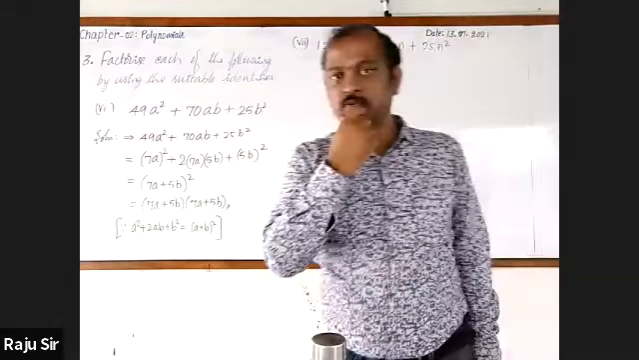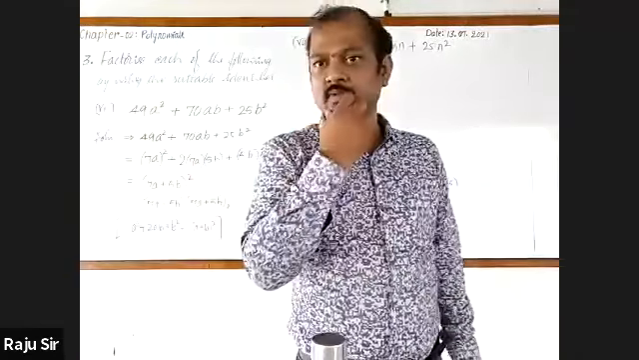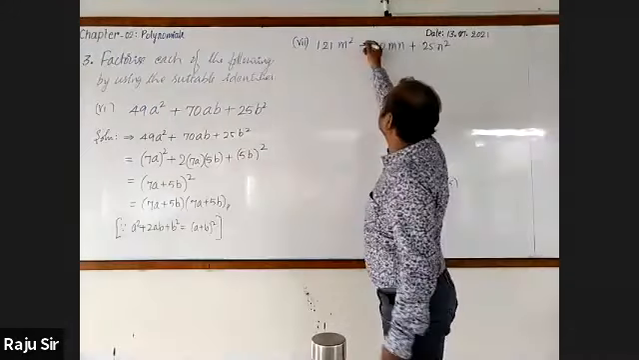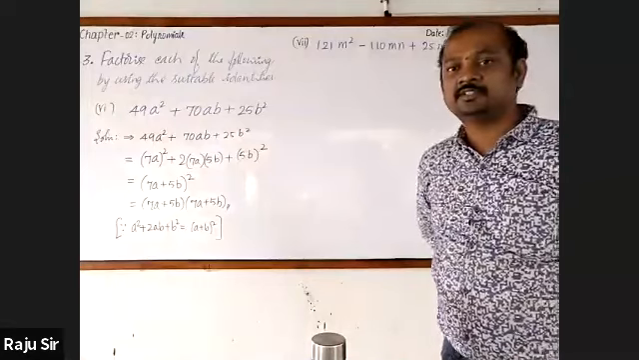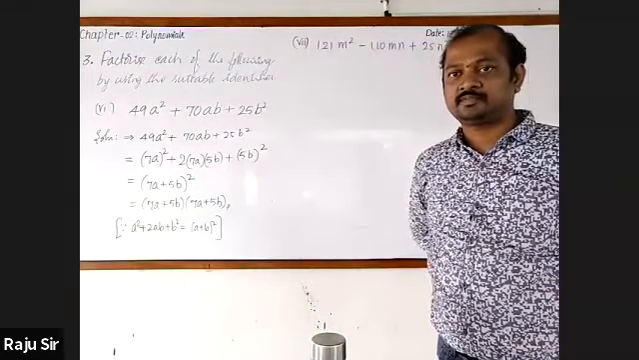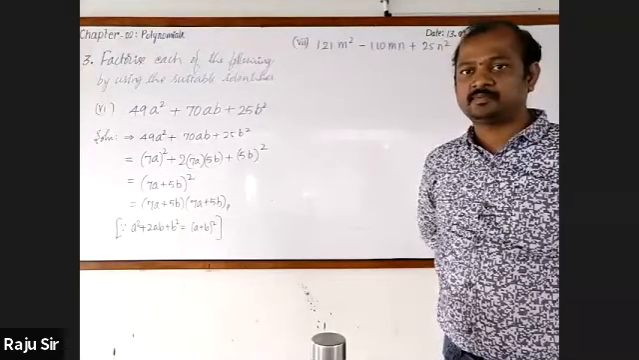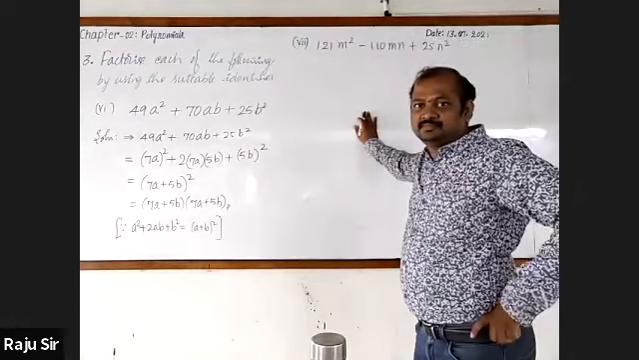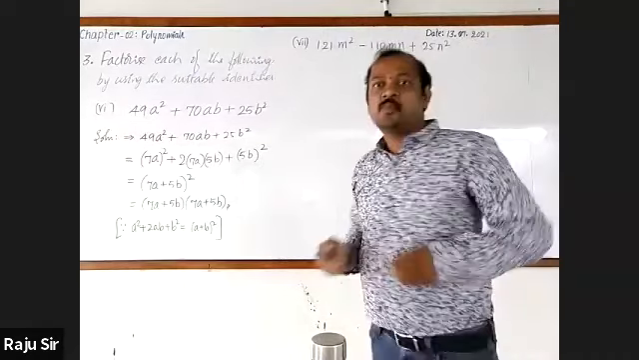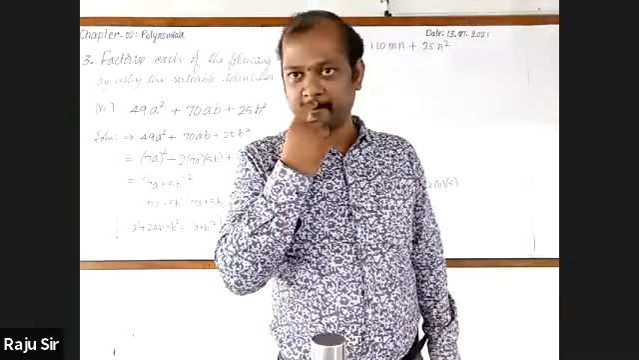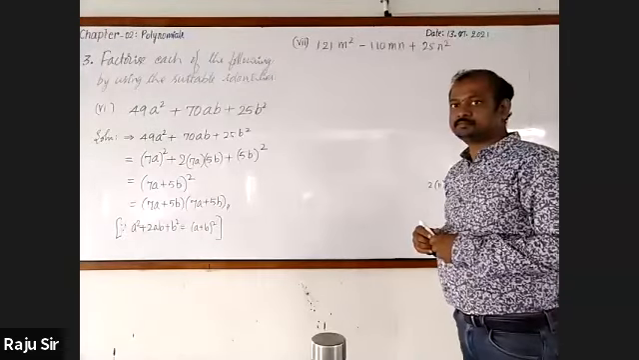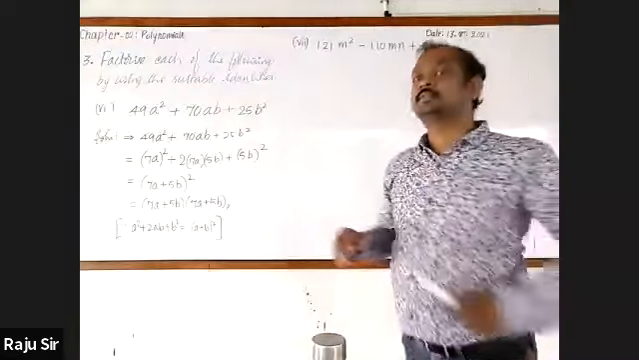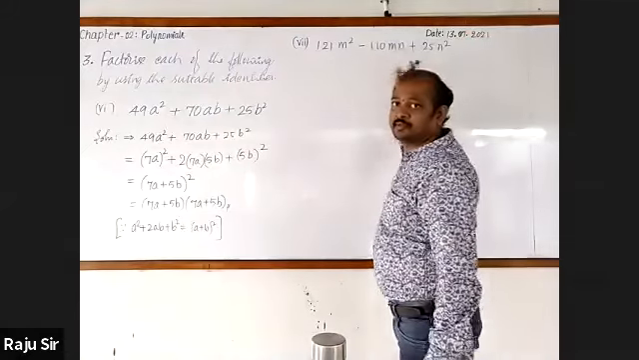Wait, I'll give a chance to Ritika. I write minus. What is its factorization? Ritika and Shreya Kaya. Sir, a minus b whole square. 11m whole square minus 5n whole square. No. Tanush, could you tell? Daksh, could you tell? Sir, 11m minus 5n whole square.